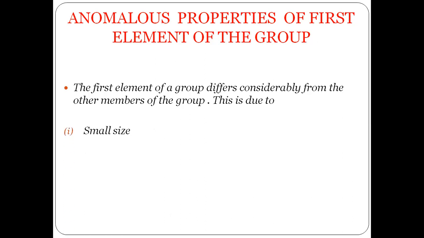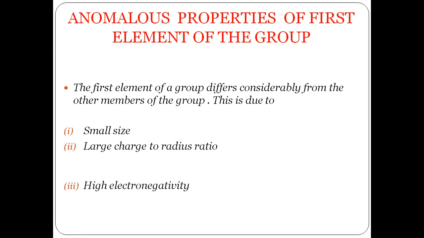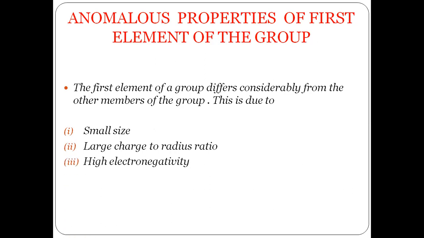The first one is small size. Since they are the first element of the group, obviously they will have the smallest size. Because of the smallest size, they will have a large charge to radius ratio compared to the others, very, very large. Third, they will have very high electronegativity, just as we have seen, because size decides electronegativity. Very small size, very high electronegativity. Very high ionization enthalpy, again the same thing: size is very small, high ionization energy.